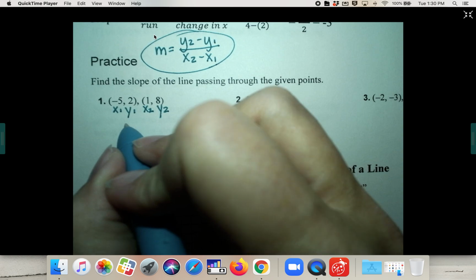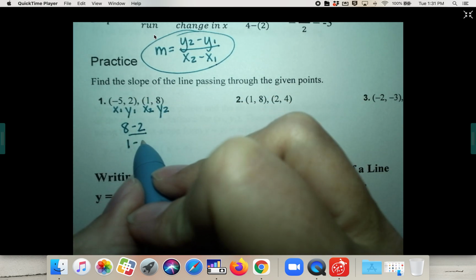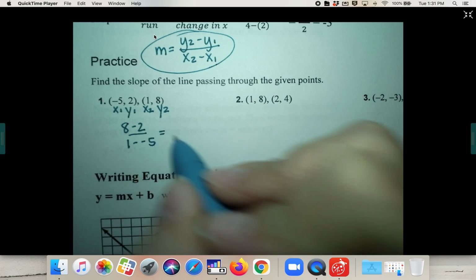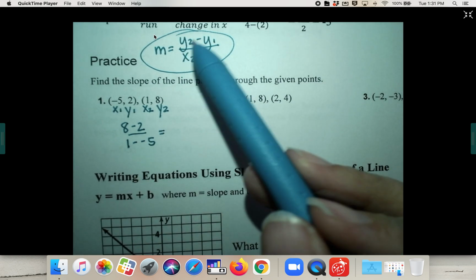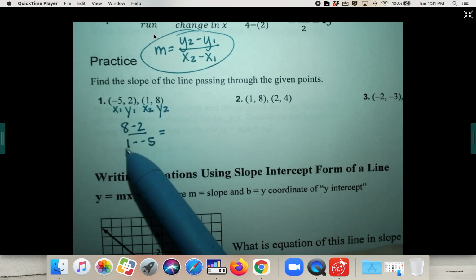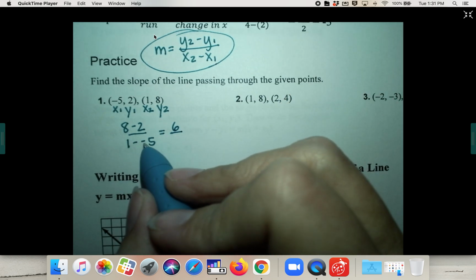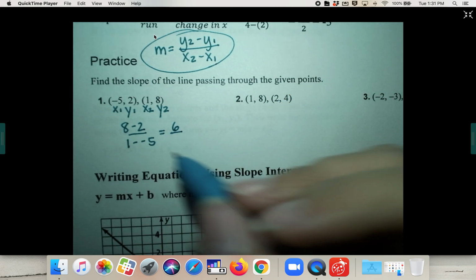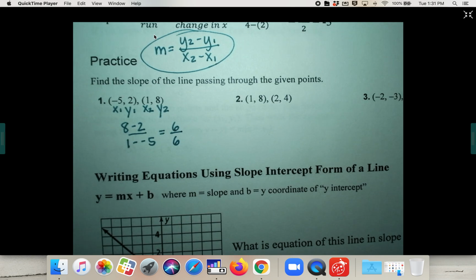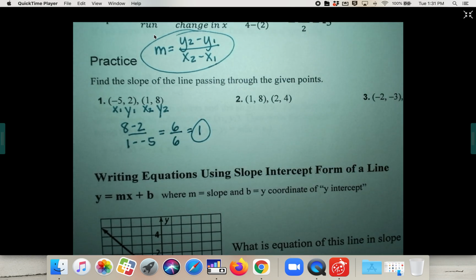So 8 minus 2 over 1 minus negative 5. So y2 minus my y1 over x2 minus my x1. All right, and you just work it out. 8 minus 2 is 6. 1 minus negative 5, just put it exactly like that into your calculator, would be positive 6. And you always simplify. 6 over 6 is 1, so our slope is 1.